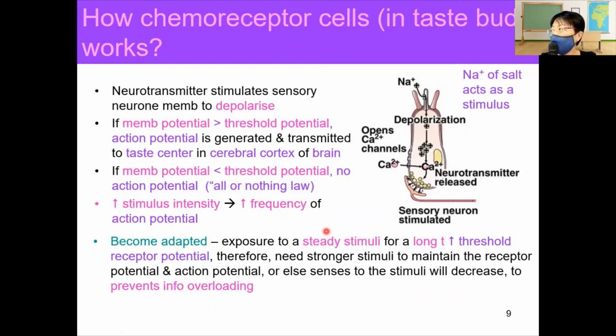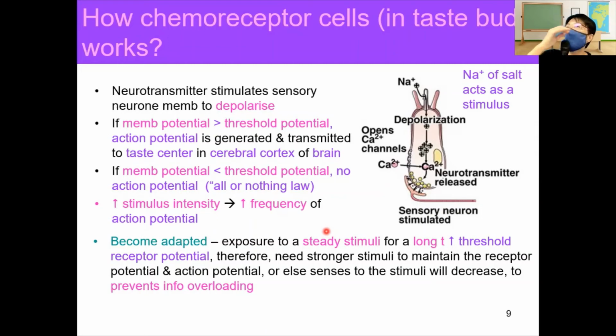If the amount of saltiness is higher, is the refractory period shorter? The refractory period is the same. It will not change. The refractory period of the neuron will not change. The action potential will keep on being sent.